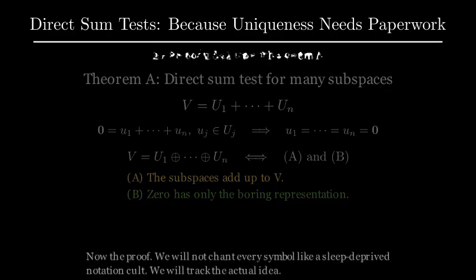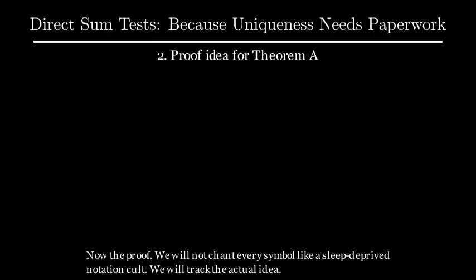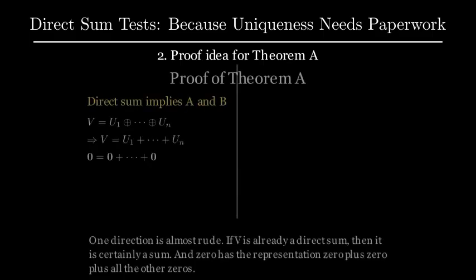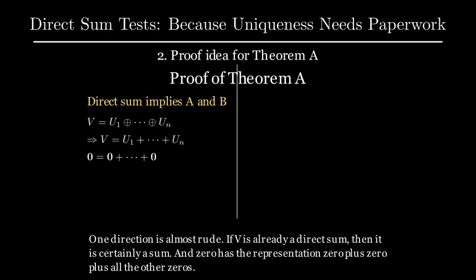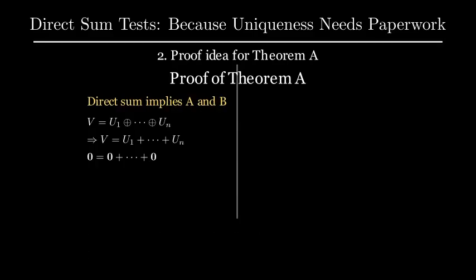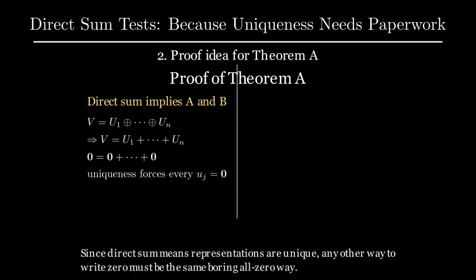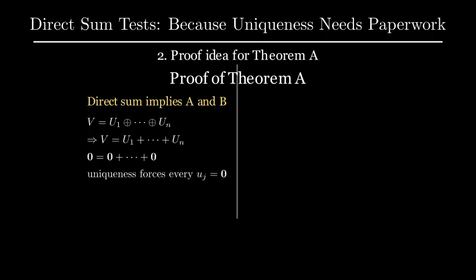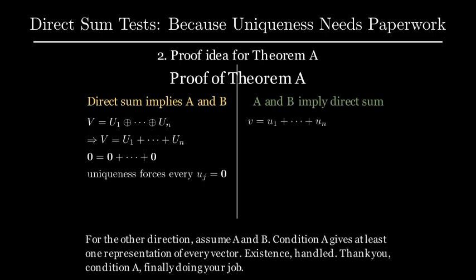Now the proof. We will not chant every symbol like a sleep-deprived notation cult. We will track the actual idea. One direction is almost rude. If V is already a direct sum, then it is certainly a sum. And 0 has the representation 0 plus all the other zeros. Since direct sum means representations are unique, any other way to write 0 must be the same boring all zero way. For the other direction, assume A and B.